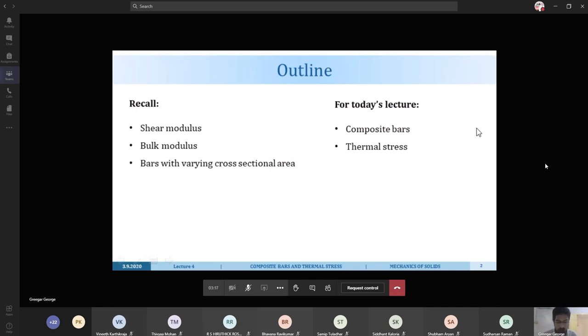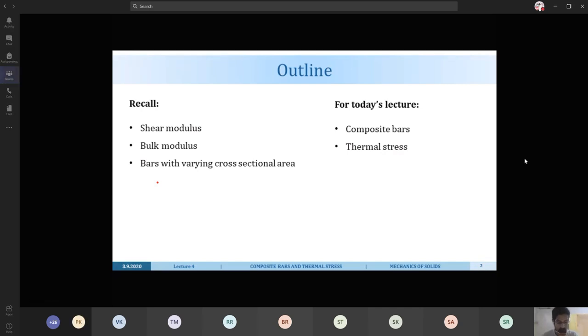So in the last class we talked about other elastic constants like shear modulus and bulk modulus, along with the elastic modulus. Then we also dealt with a question on how to find the elongation in bars with varying cross-sectional area. Bars with varying cross-sectional area are an example of a composite bar. We will deal with another type of composite bar today, with a different pattern, and also we will talk about thermal stress.